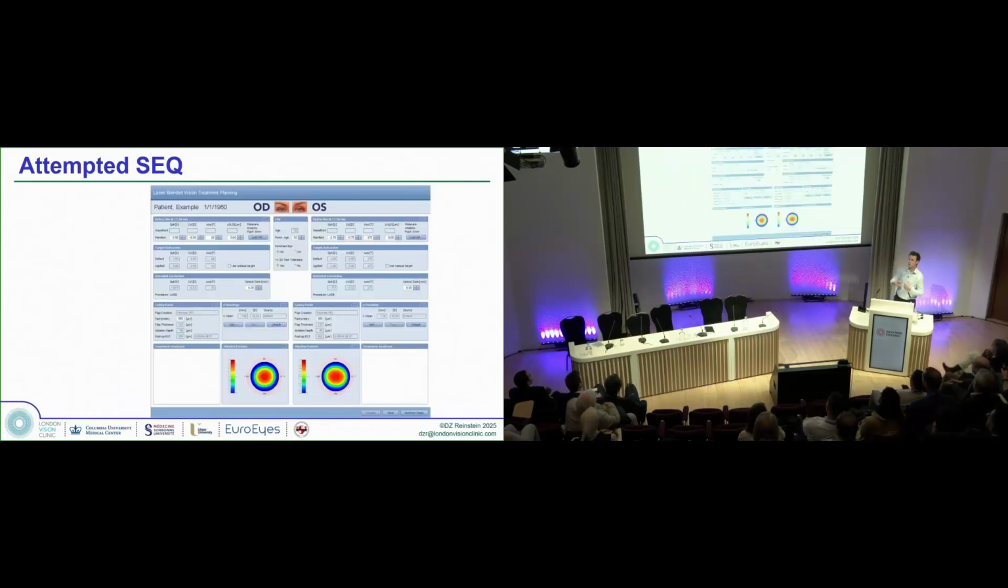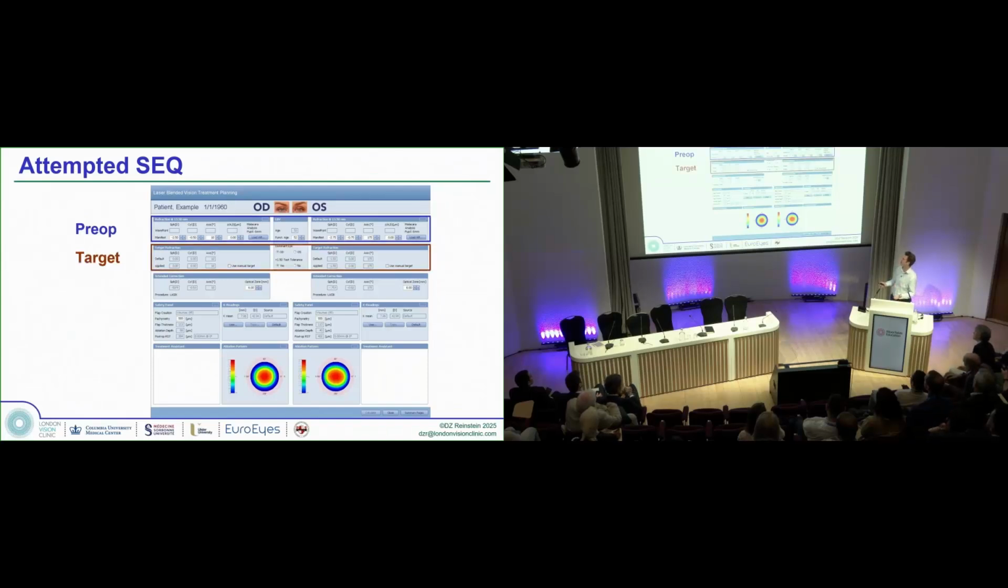So what is this? If we take it down to the most basic principle, what are we actually meaning by attempted? So with attempted, you have your pre-op refraction and a target, and then from that, you calculate the attempted correction that you're trying to do. So it's the pre-op minus the target is the attempted.